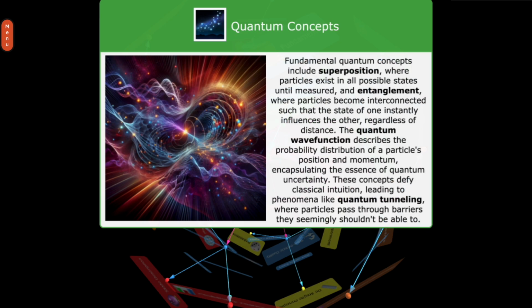Fundamental quantum concepts include superposition, where particles exist in all possible states until measured, and entanglement, where particles become interconnected such that the state of one instantly influences the other, regardless of distance. The quantum wave function describes the probability distribution of a particle's position and momentum, encapsulating the essence of quantum uncertainty. These concepts defy classical intuition, leading to phenomena like quantum tunneling, where particles pass through barriers they seemingly shouldn't be able to.